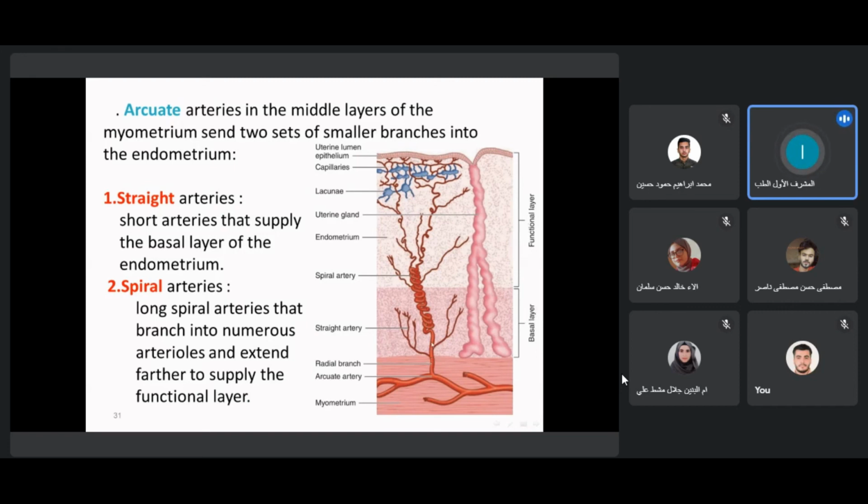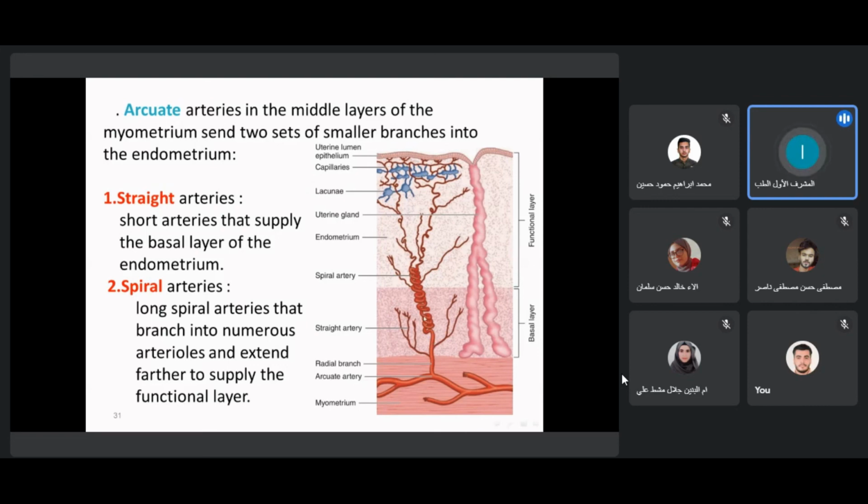The first part of the arcuate artery is called the straight arteries. This is the straight arteries. This is responsible for providing a blood supply for the basal layer. And this part is hormone insensitive. The artery is not responsive to changes in hormone.